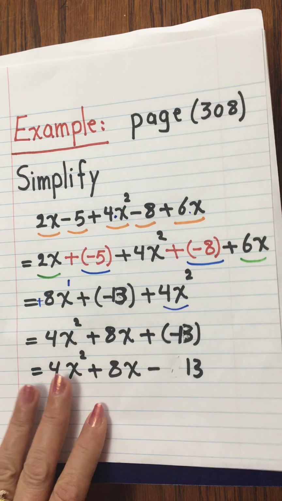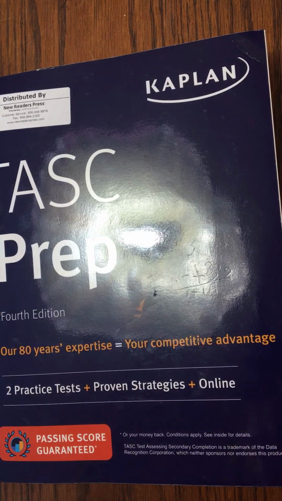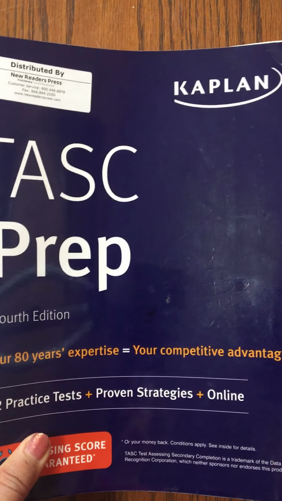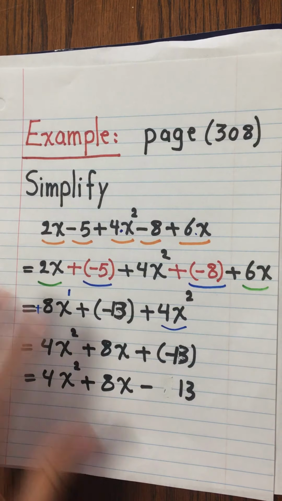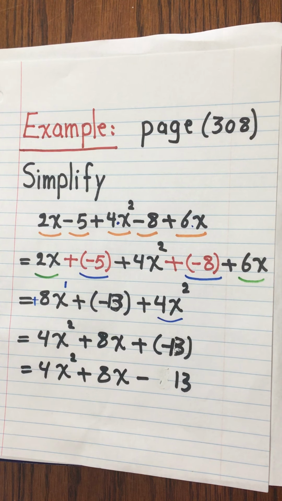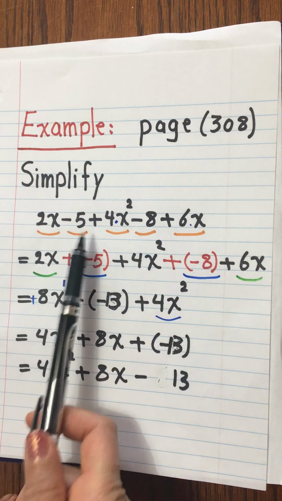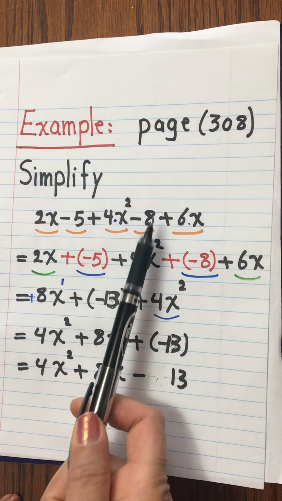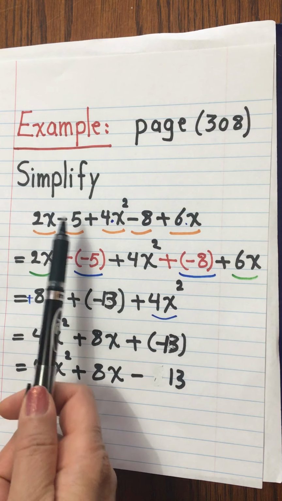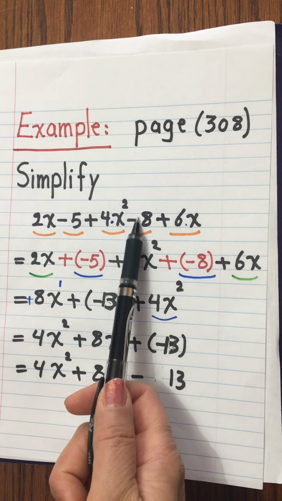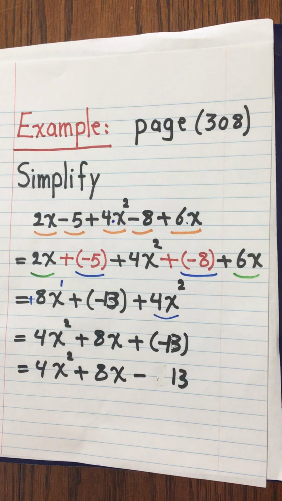Example on page 308. Guys, I'm using this book, it's Task Prep for Kaplan 4th edition. Page 308, simplify. Let's count the terms first. 1, 2, 3, 4, 5. I have 5 terms. So I'm gonna put 2x down, change this negative to a positive, change this negative to a positive, and 5 will be negative 5.